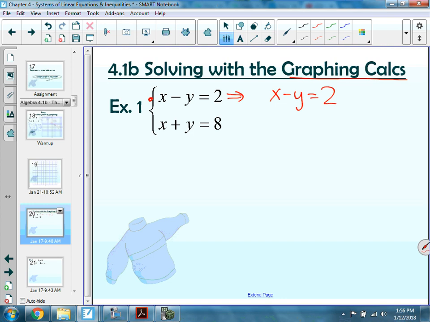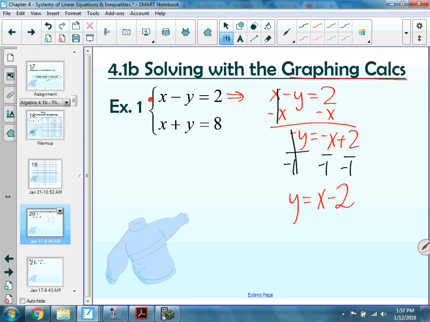Subtract x. Okay, then what do I get? Negative y equals negative x plus 2. Okay, am I done? No. You have to divide by negative 1. So what's my equation? Y equals x minus 2. Any questions on that equation?